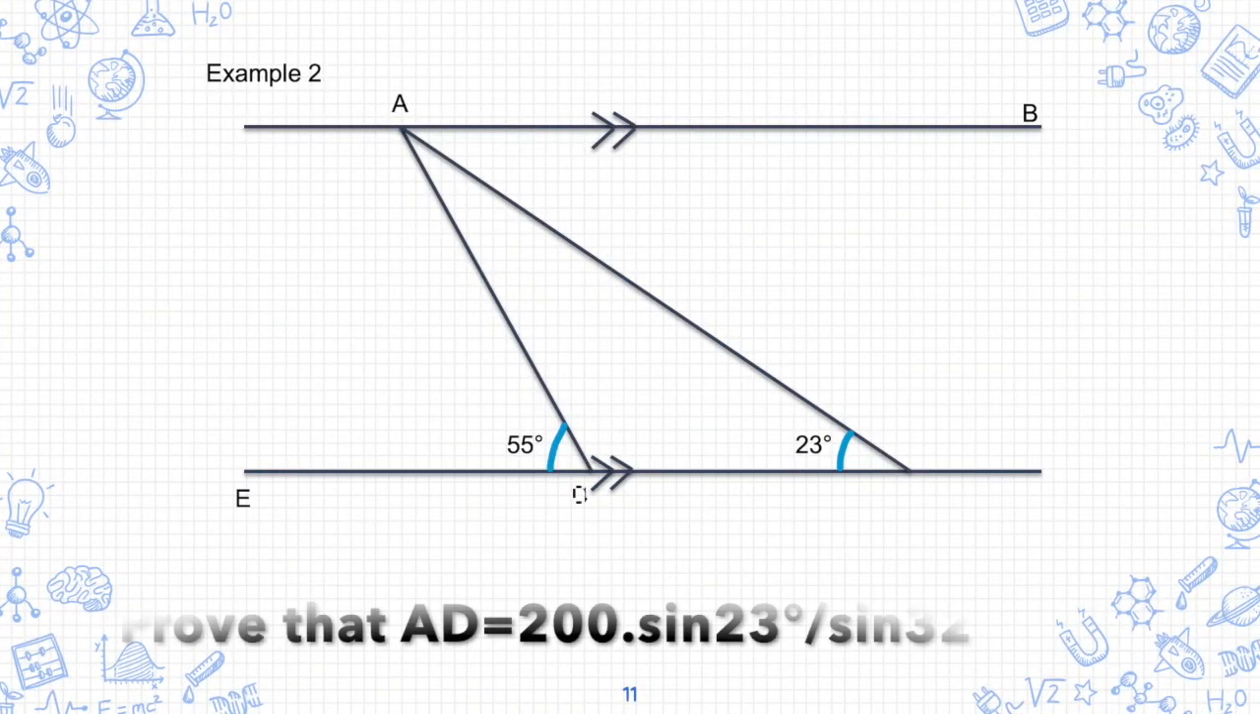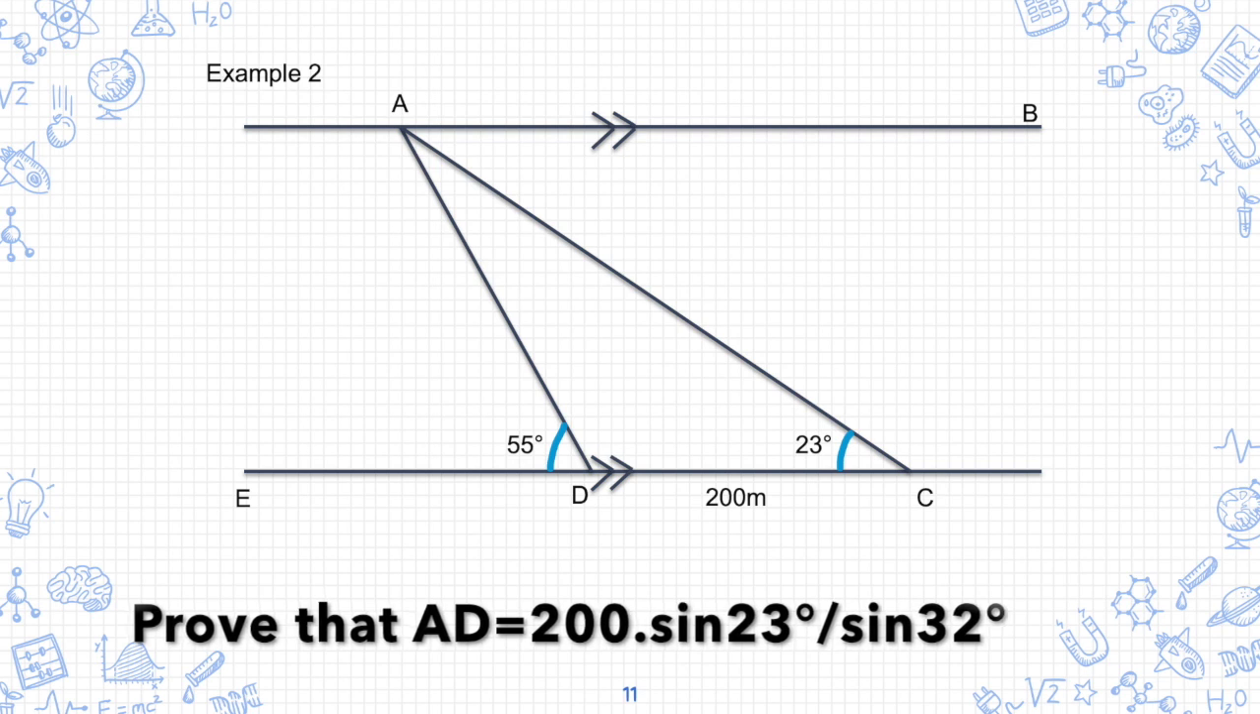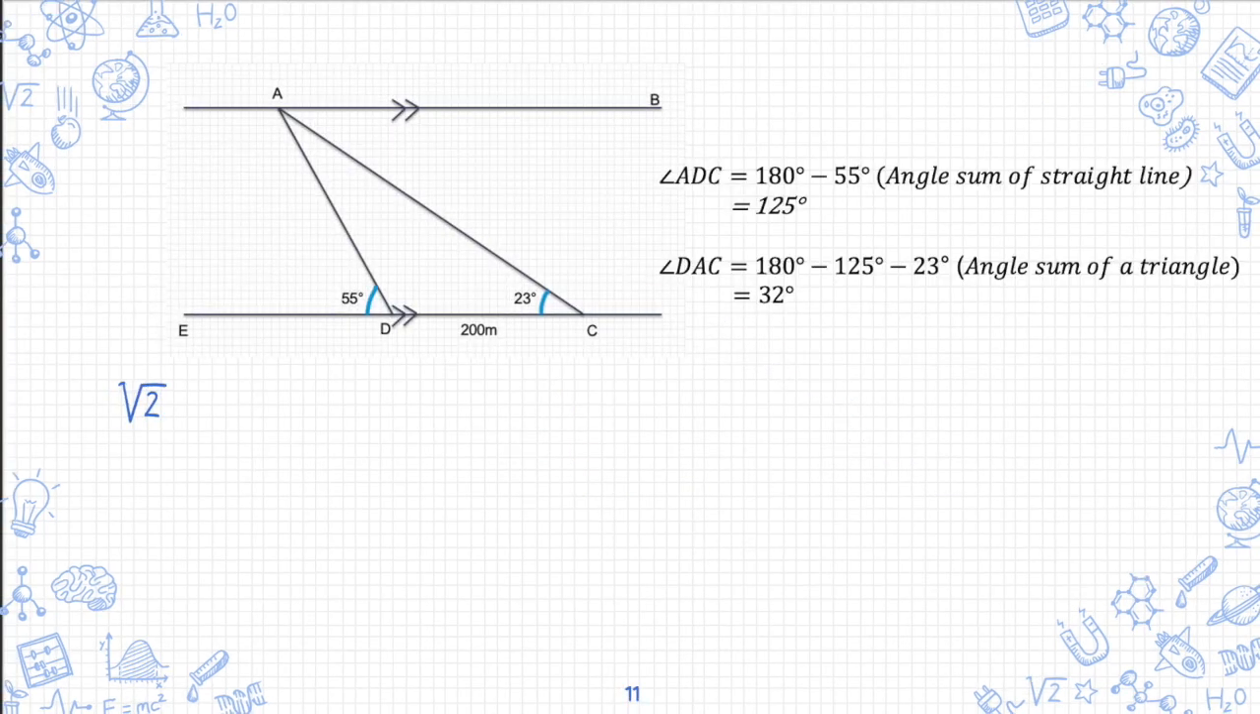Now, for a harder example, prove that AD equals 200 times sine 23 over sine 32. According to the figure, we are not given the angle size of A, however we are given the length of its corresponding side, which is 200 meters. We are also given the angle size of C at 23 and the side we need to prove, which is AD. In order to use the sine rule for this question, we must find the angle of A.